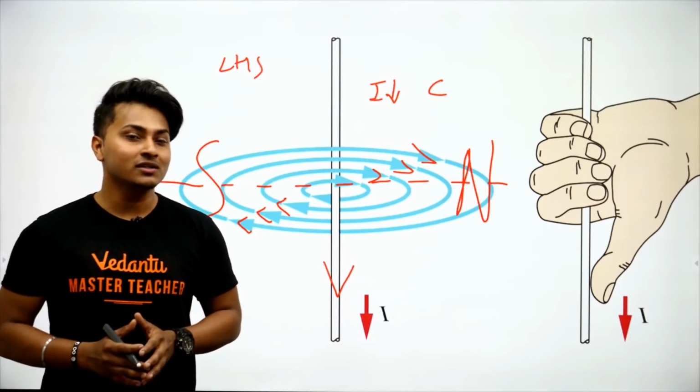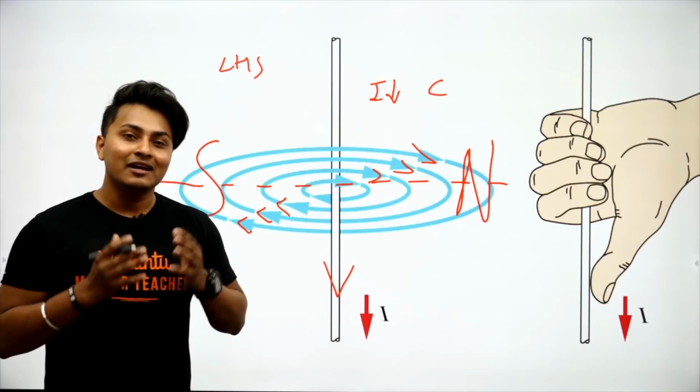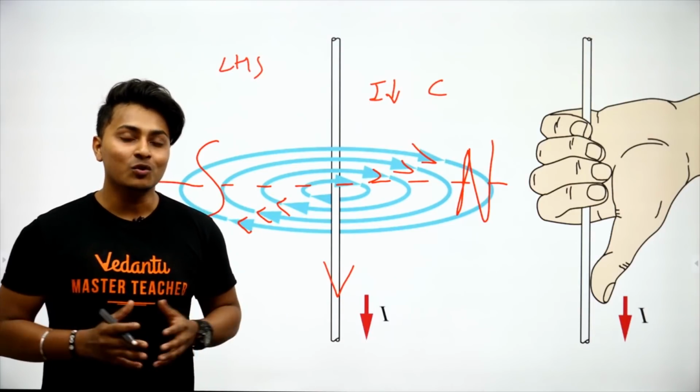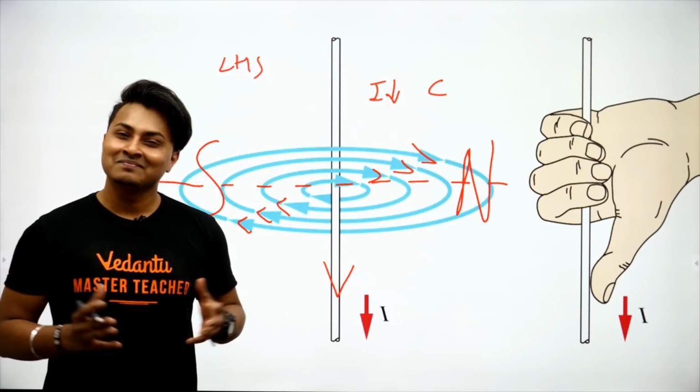Very, very important conclusions. And now we have also proved that your straight current carrying conductor can also be termed as a magnet. That's it guys.